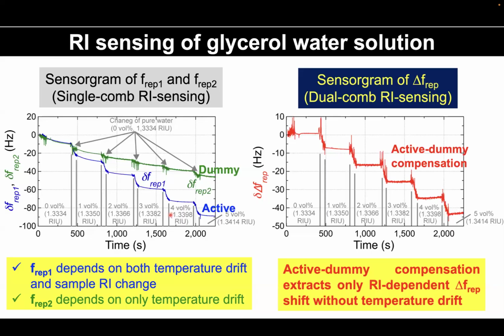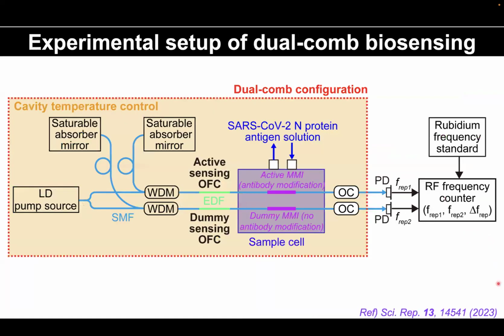Then we calculate the frequency difference between them as delta FREP. Right shows the sensorgram of delta FREP. The temperature drift disappears, and the step-like behavior of the sample RI change clearly appears in the sensor signal. So the active dummy compensation extracts only the RI-dependent delta FREP shift without temperature drift.